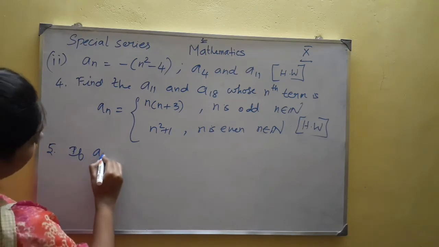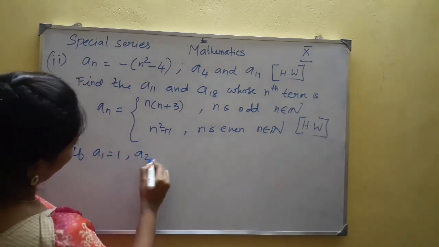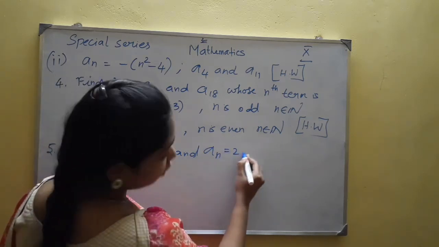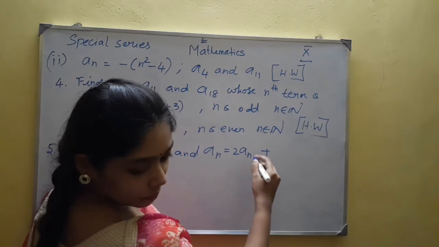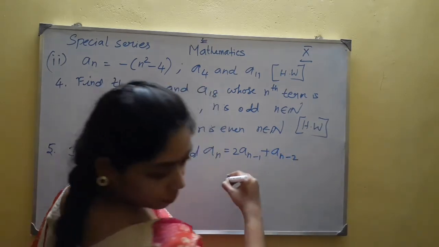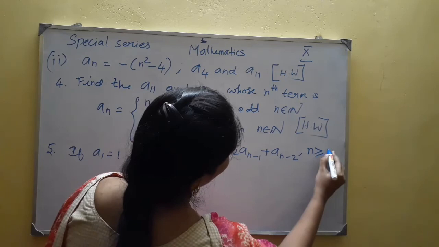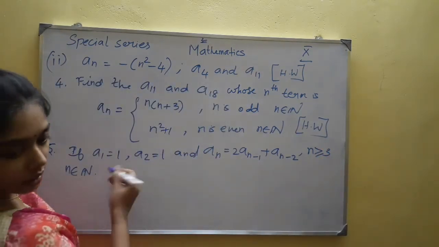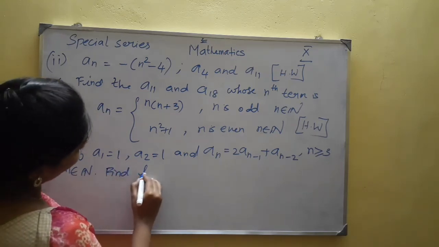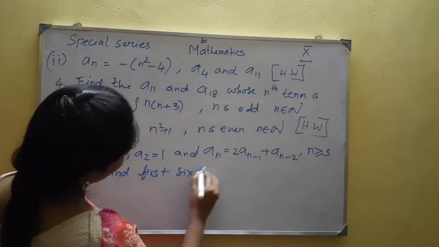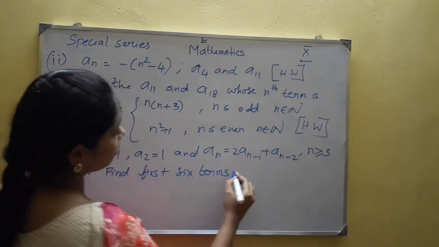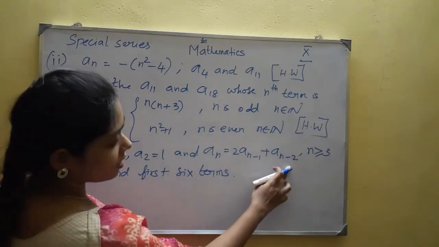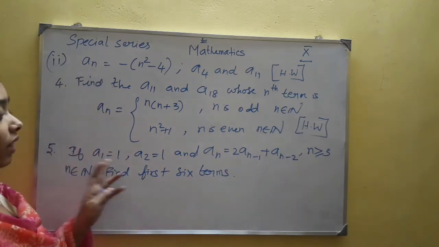If A1 is equal to 1, A2 is equal to 1 and An is equal to 2 into An minus 1 plus An minus 2, n greater than or equal to 3, n belongs to natural numbers. Okay, find the first 6 terms. It is given to you. Your nth term is this, but they have already given the A1 value and the A2 value.